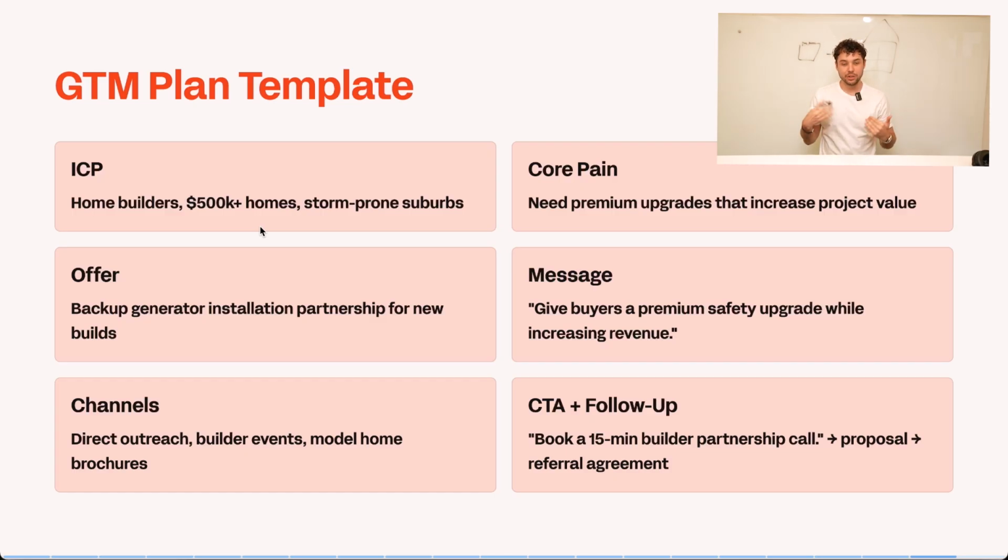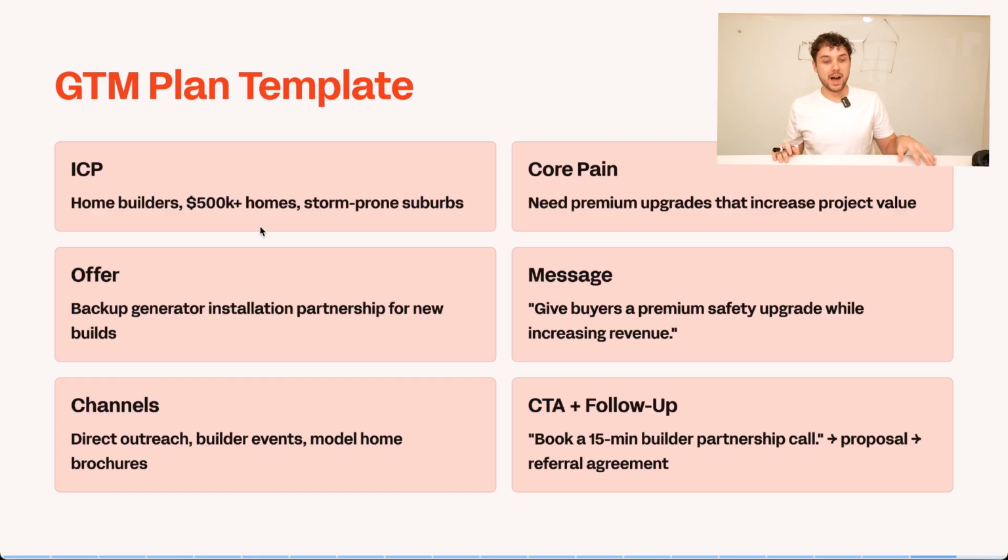These are the 6 things that you need to answer. If you want these slides, they're inside the WAP Academy community, but our ICP was home builders that build homes over $500,000 in storm-prone suburbs. That's our ICP for installing generators. Next is our core pain: the home builders need premium upgrades that increase project value. That is going to be the core pain they need. They want to make sure their houses can sell for the max amount, okay?